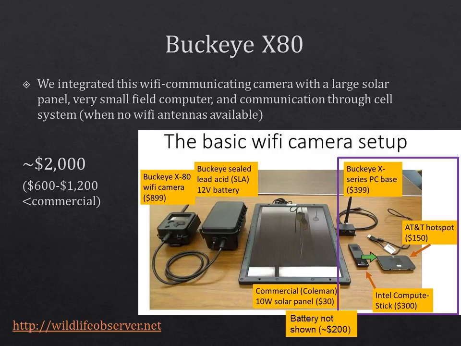On the left side, you can see the basic camera and battery pack combined with a solar panel. The left side is what you would tend to buy if you went to Buckeye Cameras on their website, along with a battery, which is not shown. And then on the right is our cost-saving implementation, basically because we felt that was going to be a barrier if people had to spend a lot more on the field station.